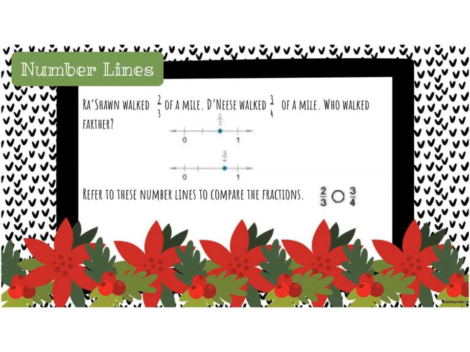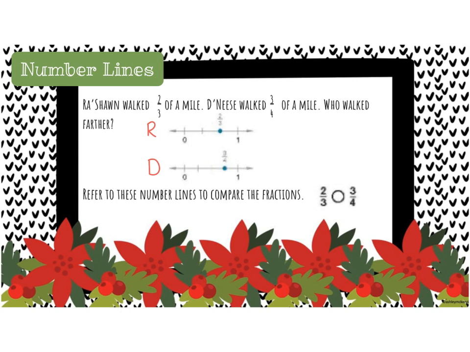Okay, here's an example. It says, Rashawn walked 2/3 of a mile. Denise walked 3/4 of a mile. Who walked farther? Okay, so which line is representing Rashawn, first of all? The top or the bottom? Probably top. The top, okay. And Denise is down here.